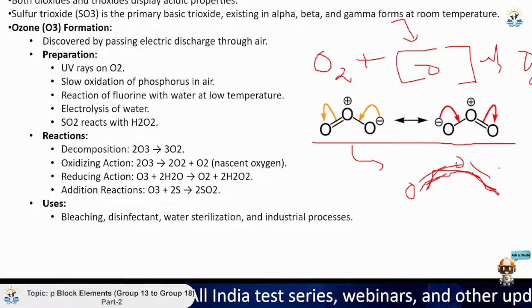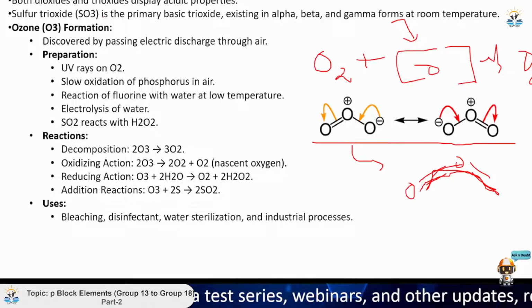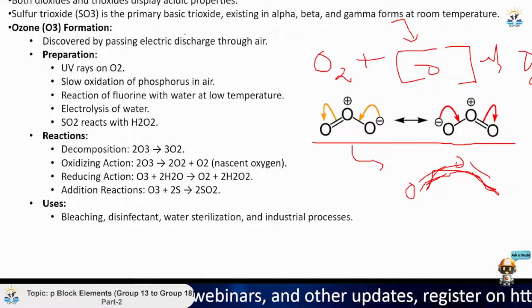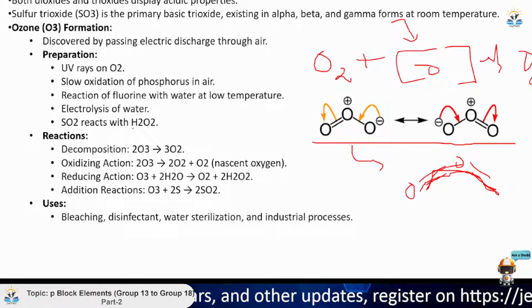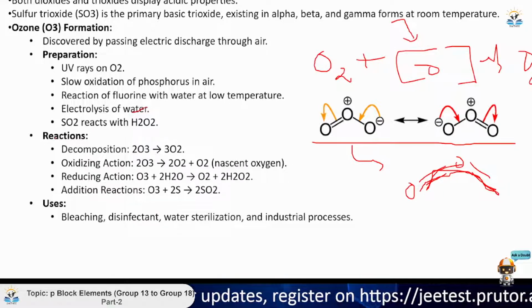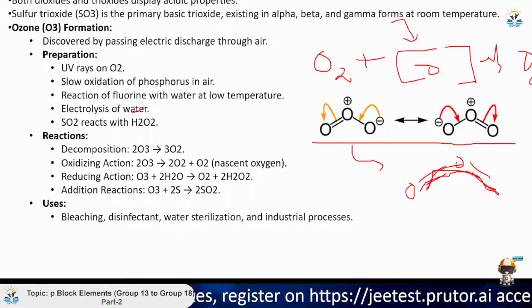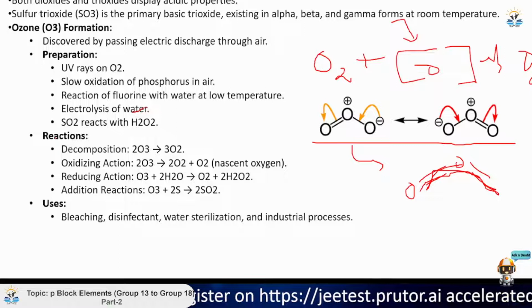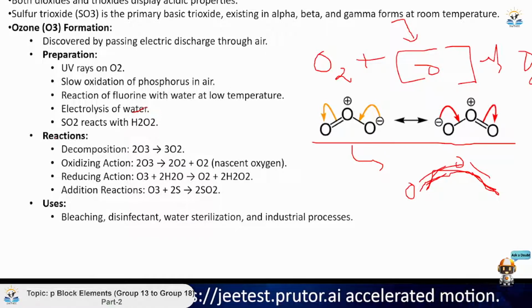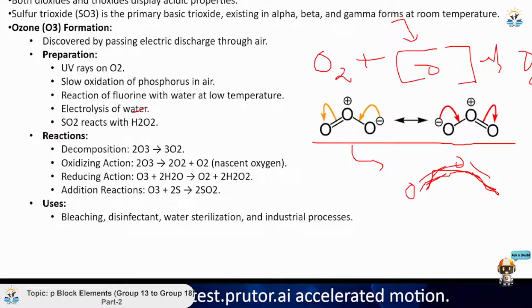Like that, right? And there are many ways: UV rays on O2 give the energy for nascent oxygen to combine, slow oxidation of phosphorus, reaction of fluorine with water, and electrolysis of water can at times give it, and SO2 reacting with H2O2. But what is important regarding ozone is that ozone is a very strong reducing agent, okay?